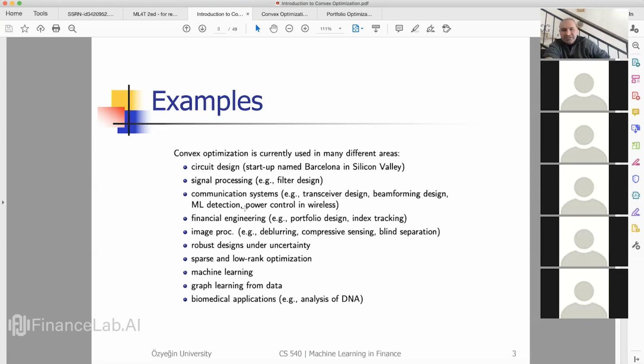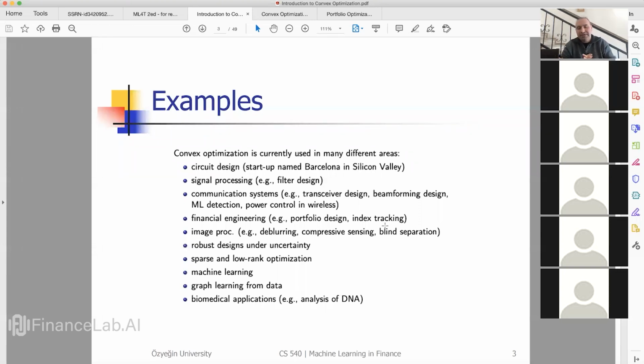In financial engineering, there are different applications as well. One is portfolio design. A portfolio is a set of assets, and, as we'll see, we try to maximize the return and minimize the variance, which is one form of risk. Another application we'll see is index tracking.